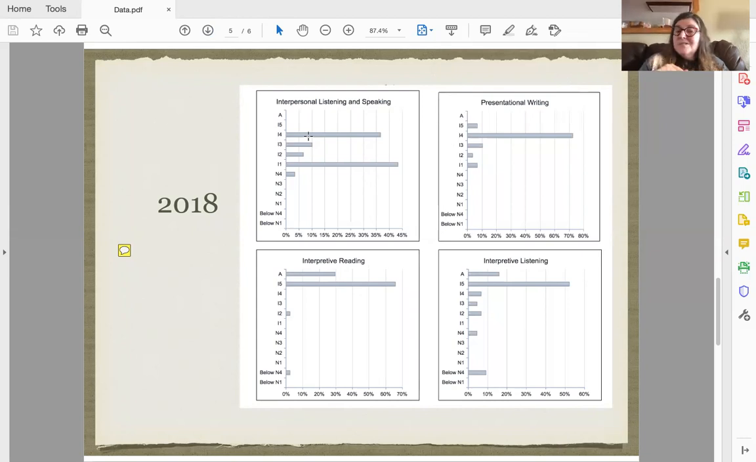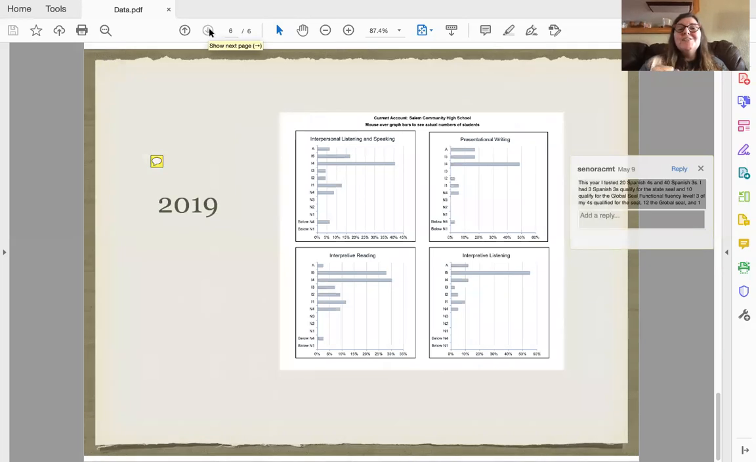Also, very cool thing, in 2018, we started being able to award the global seal of biliteracy. The global seal of biliteracy is at intermediate 4. So all of these students were able to earn the global seal of biliteracy, which is a micro credential. All of these micro credentials are great on our students' scholarship applications and as they're applying for jobs and as they're looking to set themselves apart in their career fields.